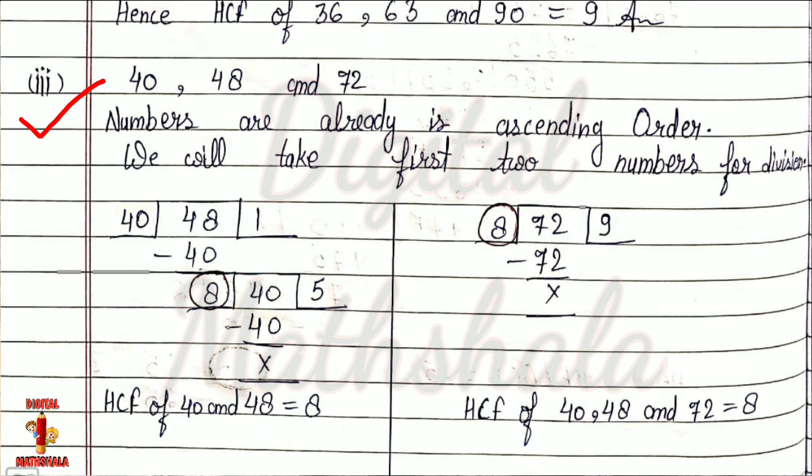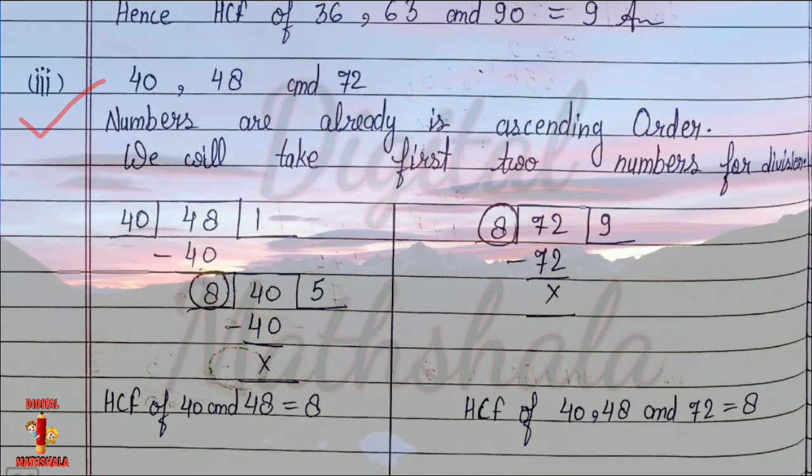Now we will continue the division process. Now we take the third number for the division, and we will take the HCF of the 40 and 48, which is 8. So now we will divide 72 by 8. 9 times it will go, and remainder will be 0. So the last divisor will be 8. So hence we can say that 8 is the HCF of 40, 48 and 72. Now we are moving to the next part.